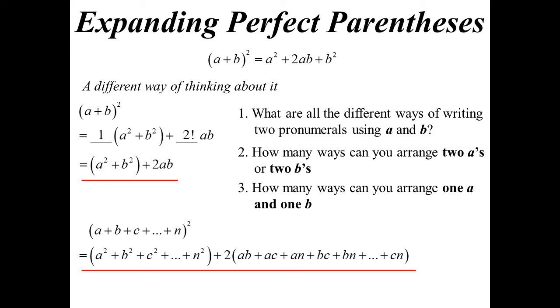All of those, there would be one way of arranging those 2 letters. But then I could have all the possible pairings, ab, ac, an, bc, bn, cn. All the possible pairings are there. And there would be 2 ways of arranging that. So that would be the expansion for this one. But let's take it even further. What about our perfect cube?